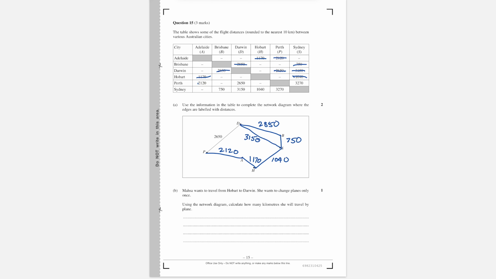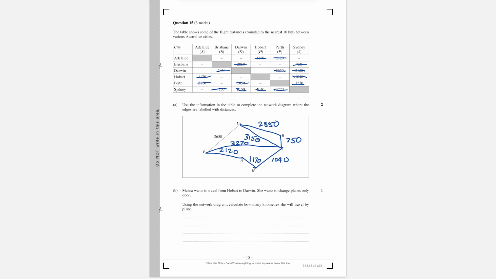Perth to Adelaide, already got it. Darwin to Perth, already got it. Sydney to Perth. Ooh, we don't have that. So Sydney to Perth is 3270. All right. And then Sydney Brisbane, got it. Sydney Darwin, got it. Sydney Hobart, got it. And Sydney Perth, we have it. All right, that's it.